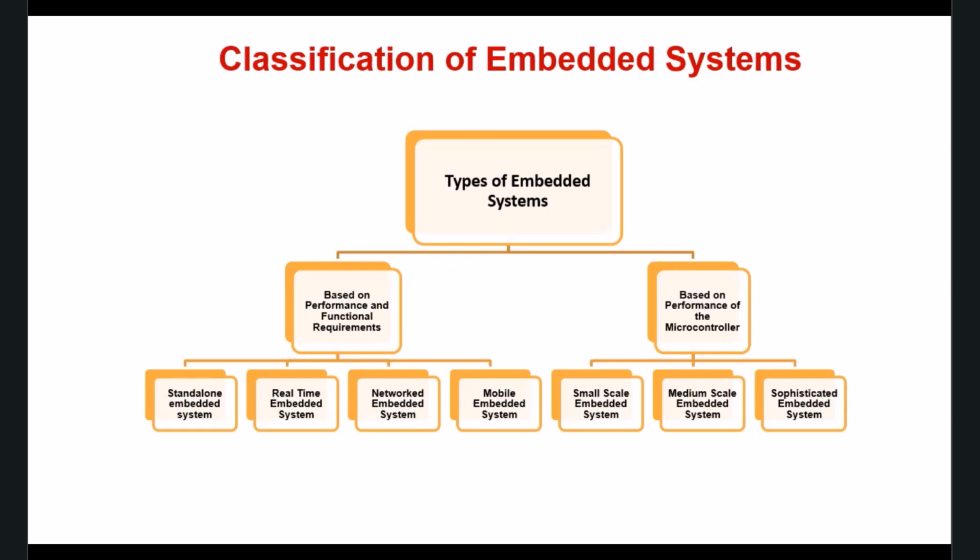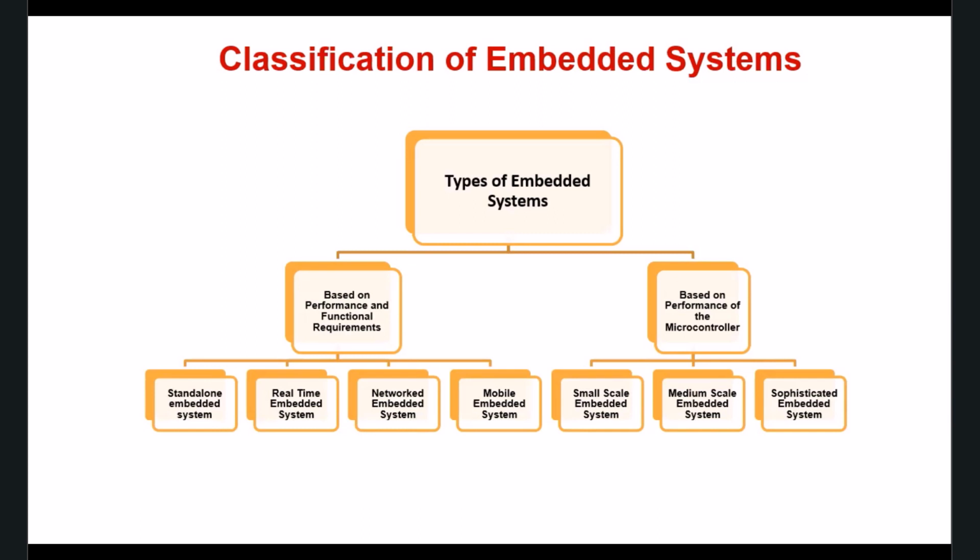Now, the next is the mobile embedded system. The mobile embedded systems are basically the portable embedded systems which can be used. You can take it anywhere and you can use it. It will not require some specific location to be placed. Simply while roaming, you can use those types of embedded systems.